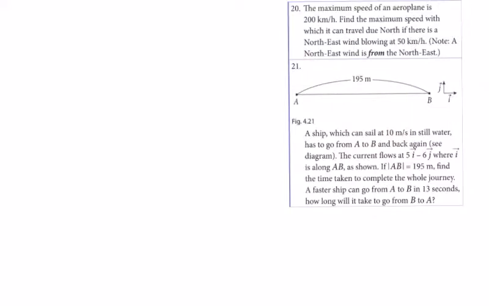Question 20. The max speed of an airplane is 200 kilometers an hour. Find the max speed at which you can travel due north. So the plane is going in this direction. If there is a northeast wind, now that's not north of east, I think it tells you northeast wind is from the northeast, so it's coming from up in this direction and it's traveling down in that direction.